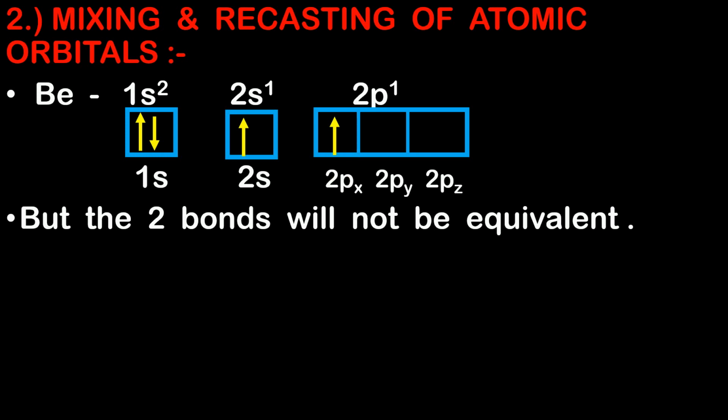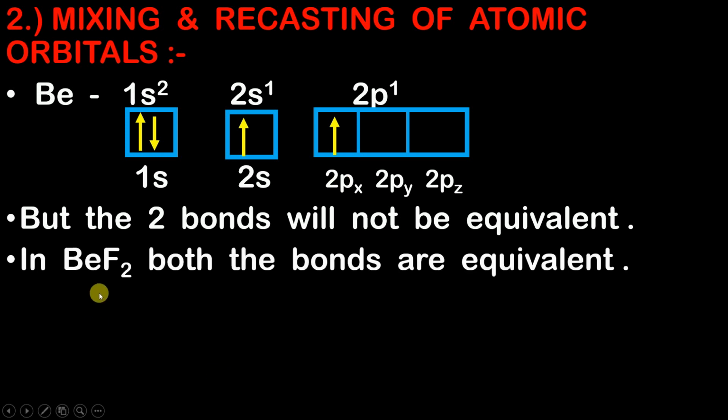Okay, and we observe one thing, that in BeF2 both the bonds are equivalent. But here we are getting a situation where both the bonds cannot be equivalent. So in this scenario, this 2s orbital is going to get combined with the 2px orbital. It is going to get merged, or combined, with the 2px orbital.